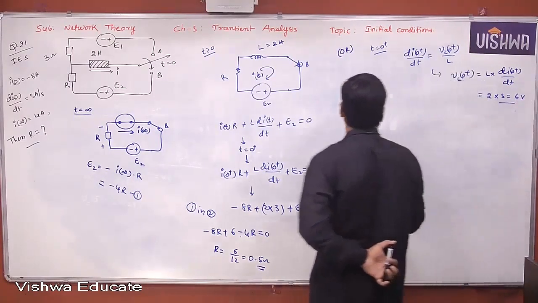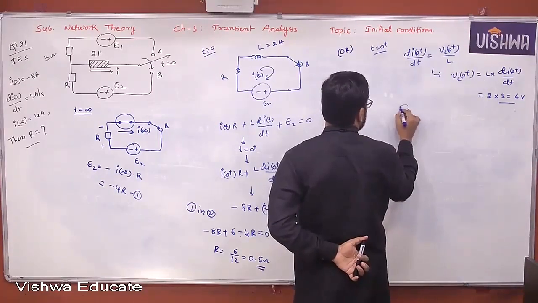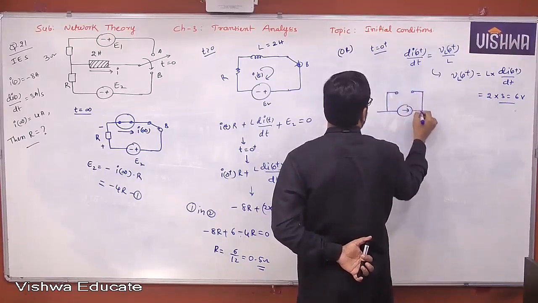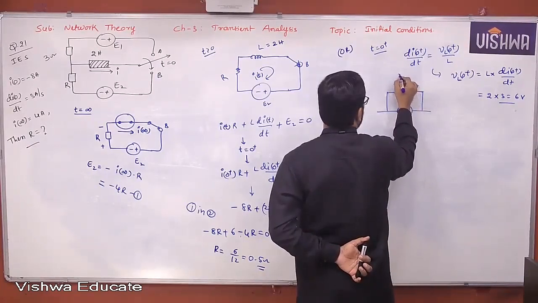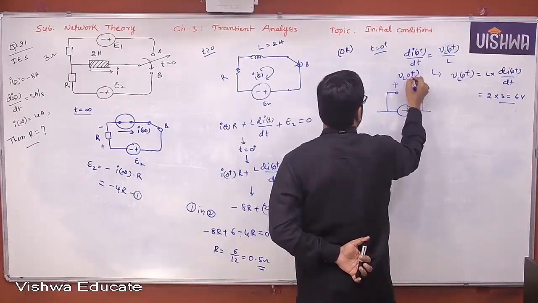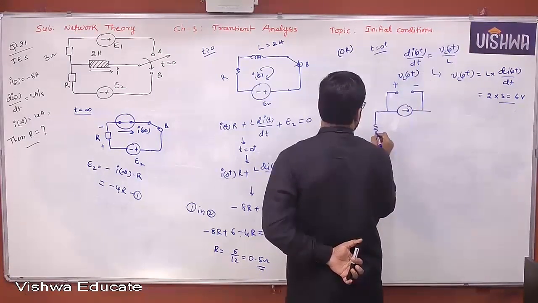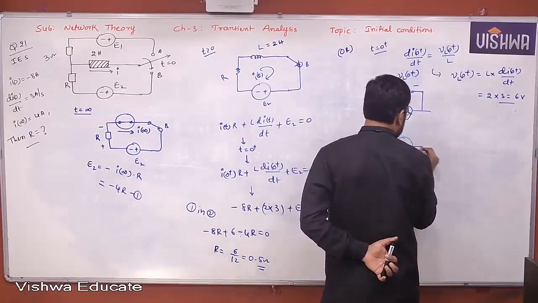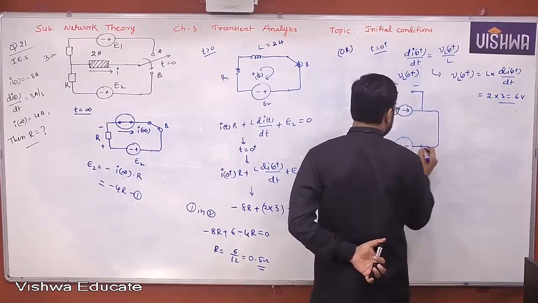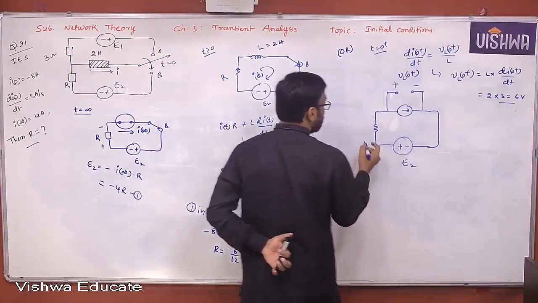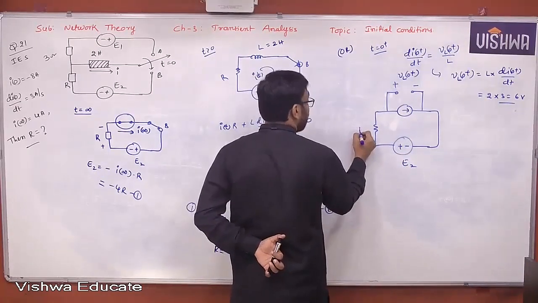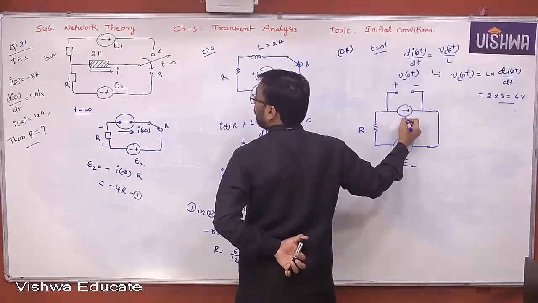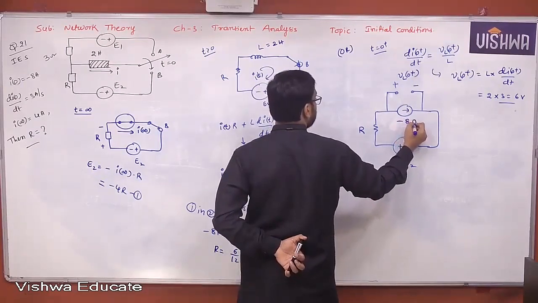Now if I draw that equivalent circuit, it looks like this. VL of 0 plus, plus minus. This is E2. What is the R value? R value remains R only here. What is the current source value? Current through inductor, how much is it? Minus 8 ampere. Yes or no, all of you?